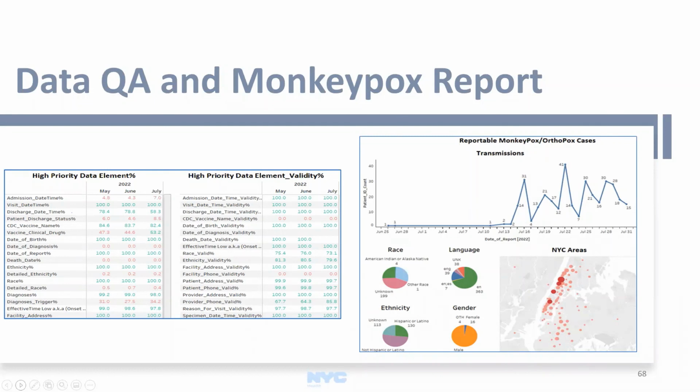As we roll to the right side of the screen, we are dynamically updating our dashboard according to the need. With this monkeypox and orthopox reportable cases dashboard, we are able to track the number of monkeypox and orthopox conditions reported across New York City. This helps New York City surveillance teams to further analyze and investigate the cases. Next slide, please.